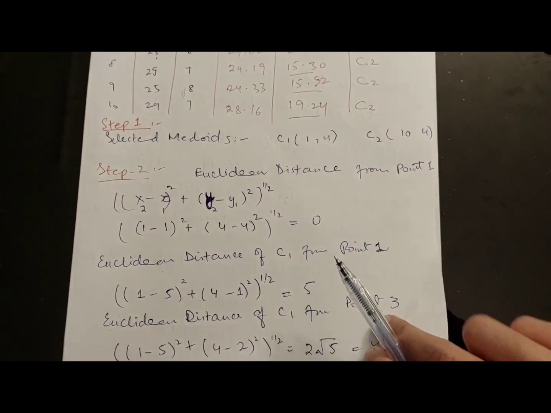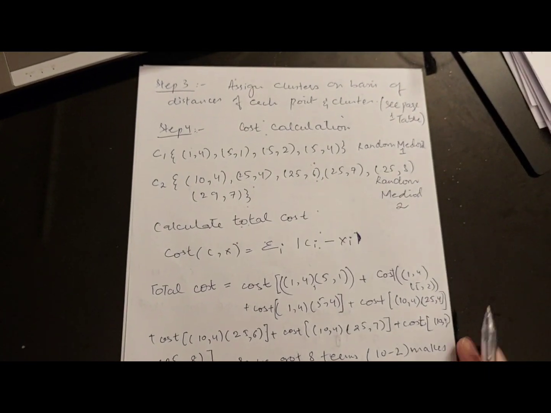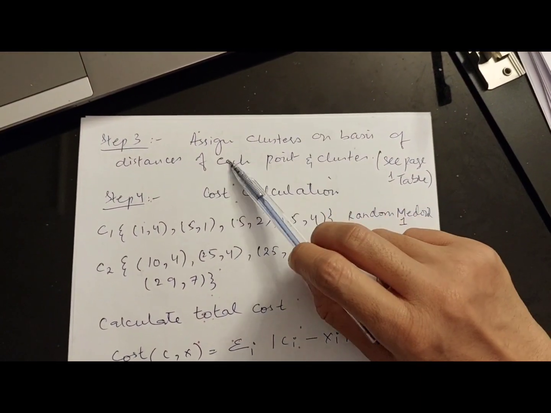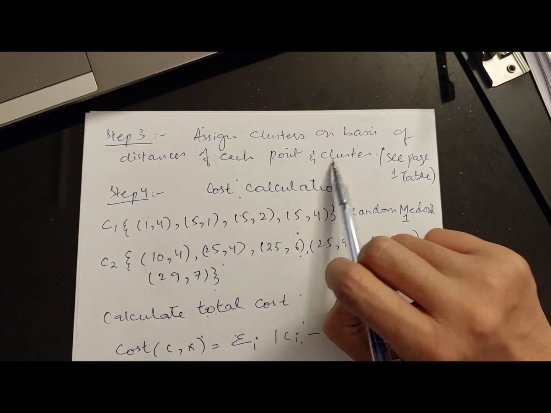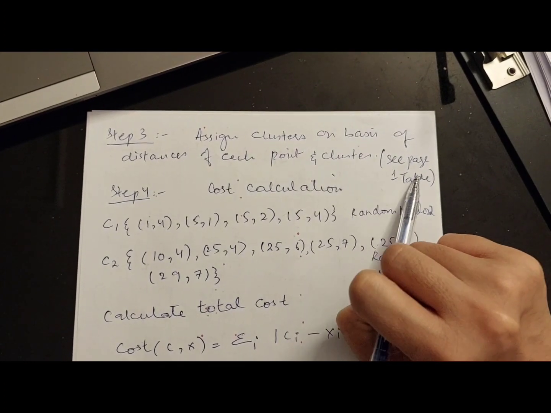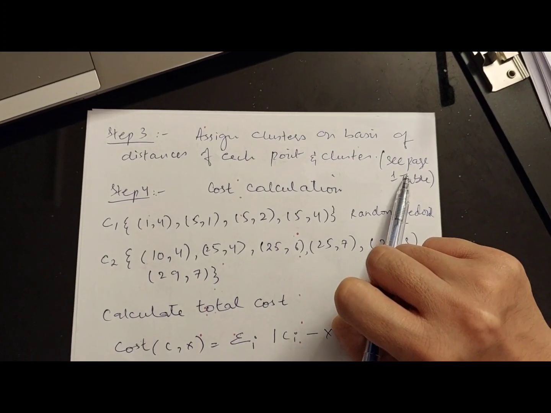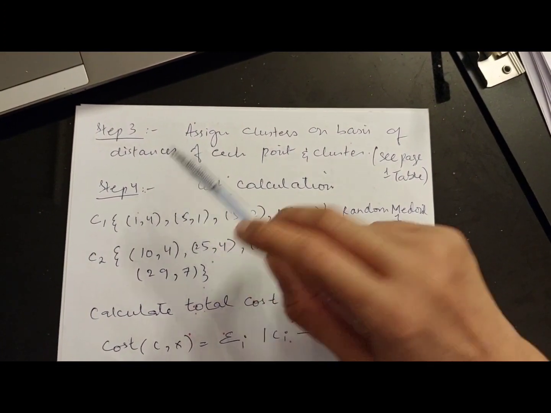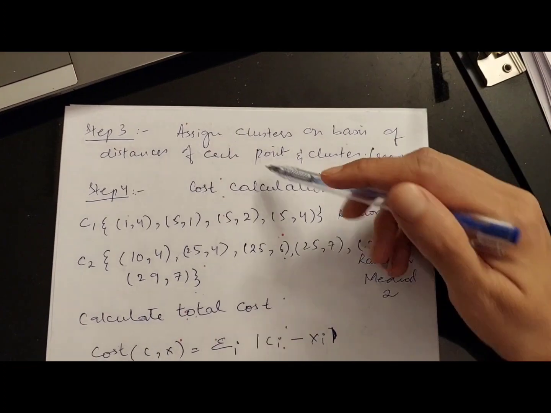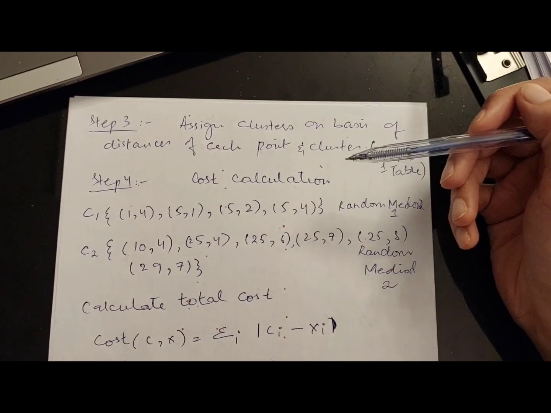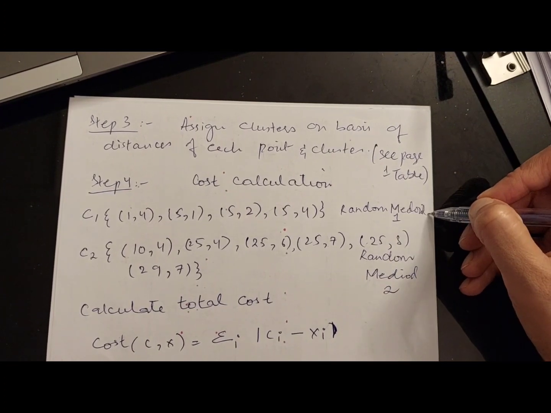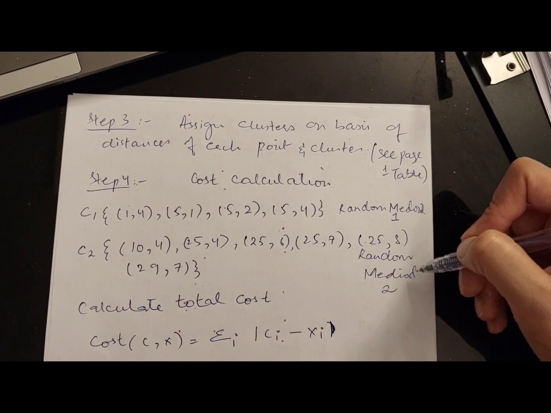So now we are completed with step 1 and step 2, and in fact the cluster assignment is also done. Step 3, assign clusters on the basis of the distance of each point to the cluster, is also done in the table which I just showed you. Now the fourth step in K-Medoids clustering is cost calculation. For the cost calculation formula, first of all you do it for medoid 1 and then you do it for medoid 2.